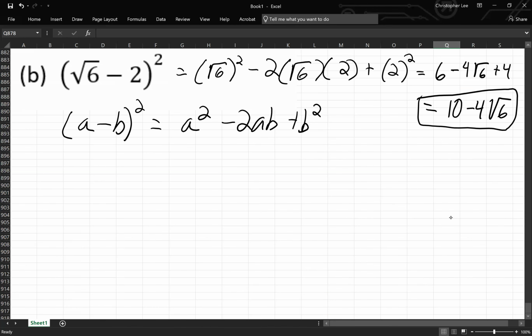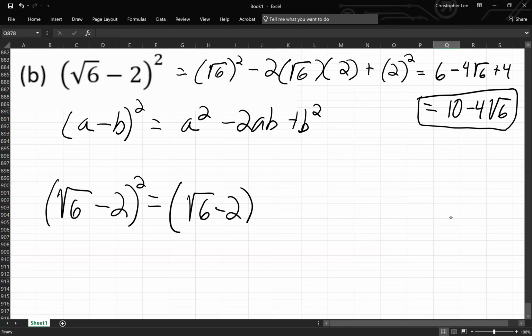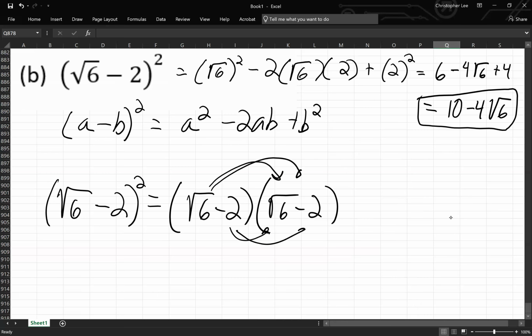Let's say you're on the test, right? And you forget how to do this. You know that this is square root 6 minus 2 squared, right? You know that that is square root 6 minus 2 times square root 6 minus 2. FOIL it, right? If you forget, just FOIL it. You know how to do that, right?